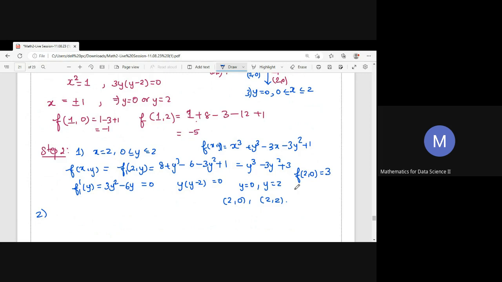And what is f of 2 comma 2? 8 plus 8, 16, minus 12 plus 1. So 16 minus 6 is 10, 10 minus 12 is minus 2, minus 2 plus 1 is minus 1, right? It is minus 1.